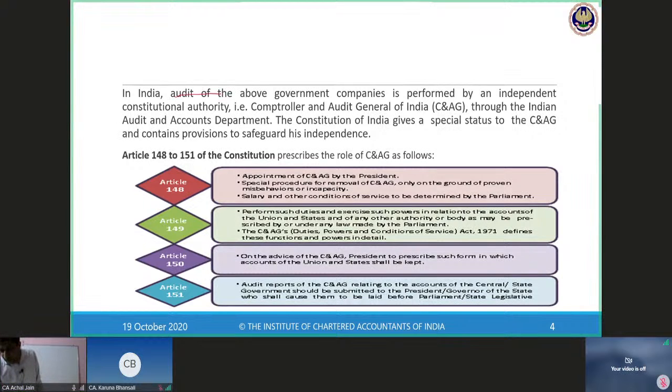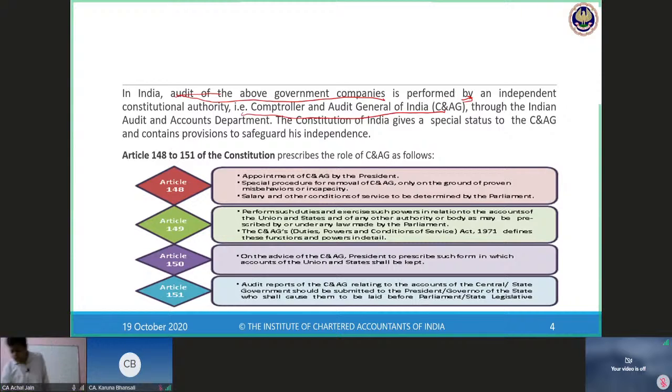So if we look at the audit of government companies, it's the CAG. And again, if you see, this authority is required to be independent because that's the premise on which audit is based. Because if the authority conducting the audit is not independent, then the audit will lose its relevance.